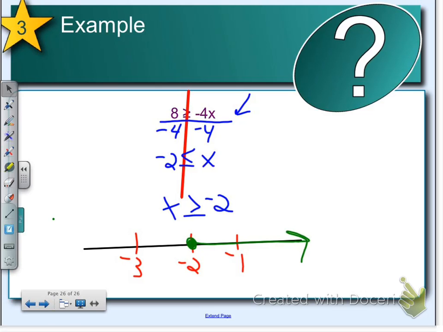Questions on how to do the multiplication or division? I'm going to set you with appointments right now. Kyle?